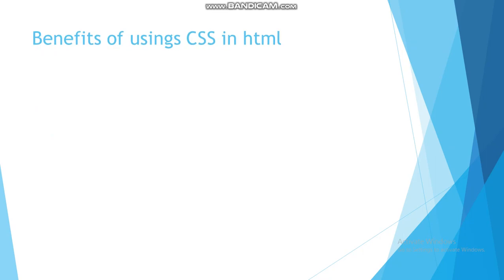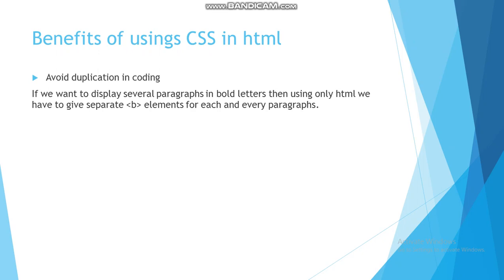Now benefits of using CSS in HTML. So suppose the first one, avoid duplicating in coding. If you want to display several paragraphs in bold letters, then using only HTML, we have to give separate B tag, means B element, for each and every paragraph. For example, suppose there is one paragraph, so we have given P and slash P tags here. So if you want to write this paragraph in bold format, then you have to use B tag here. So the entire paragraph is written in between B and slash B tag.